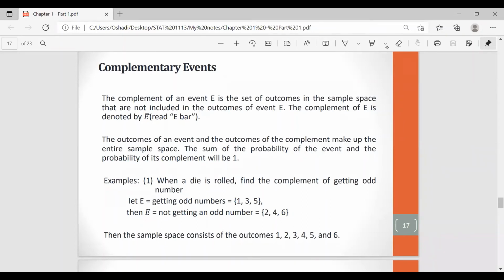So getting an odd number has probability 3/6, which is 0.5. Not getting an odd number, the probability is again 3/6, 0.5. So the probabilities add up to 1. 0.5 plus 0.5 is 1, right? Then the sample space consists of the outcomes 1, 2, 3, 4, 5, 6, right? So that is called a complementary event.